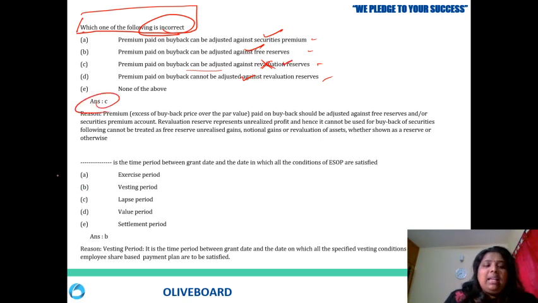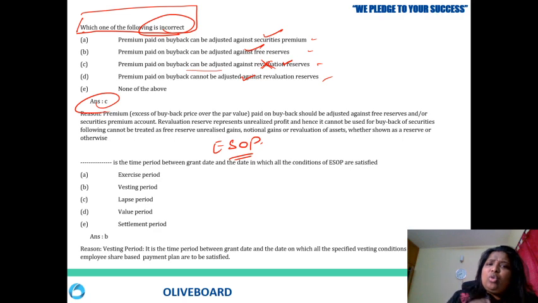All right. Next one. Dash is the time period between grant date and the date in which all the conditions of ESOPs are satisfied. Guys, remember, this one is from your ESOP chapter. There is one chapter called Employee Stock Option Scheme or Sweat Equity, whatever it is. So that is ESOP. So these questions and concepts will be coming up.